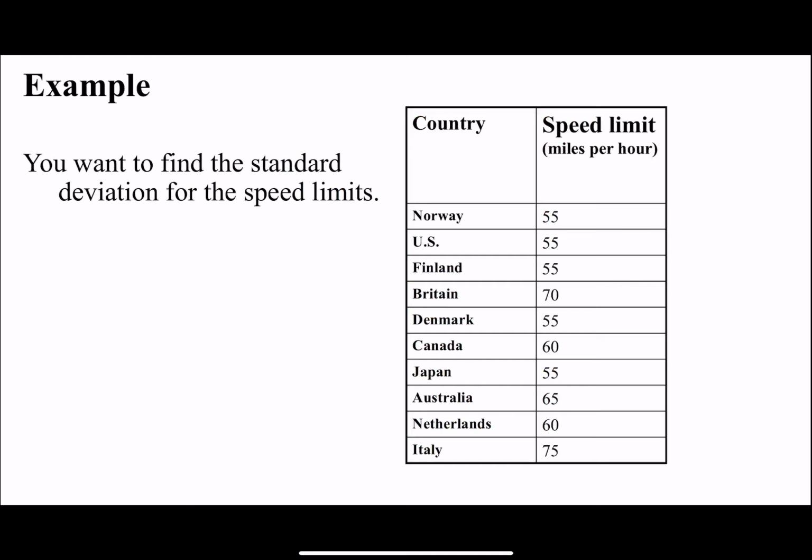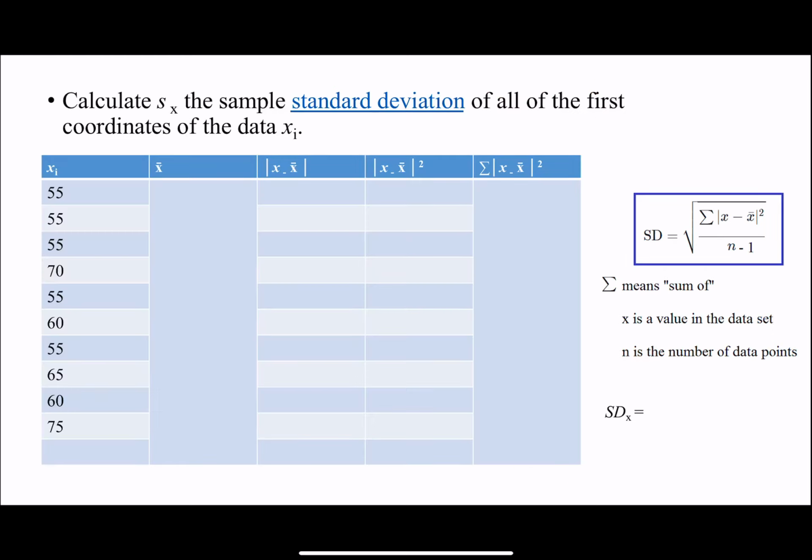The speed limit for some selected countries. Let's say I want to find the standard deviation for the speed limits. I have a set of data, speed limits. So I need the mean value. These are the data items that I have, the speed limit, so I create a column for that. What I do is find the mean value.